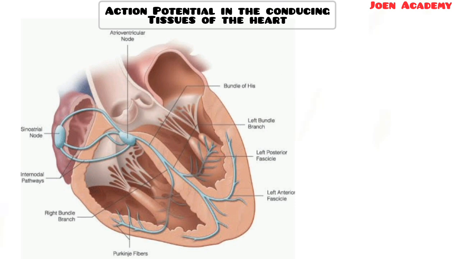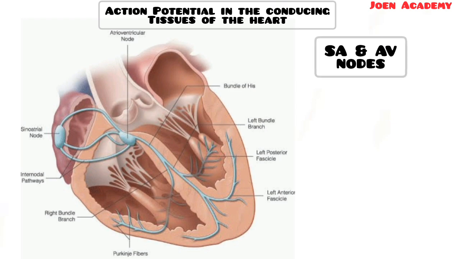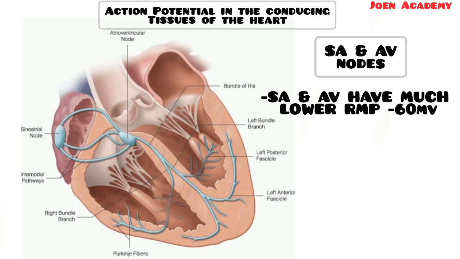Having talked about these special conducting tissues of the heart, let us have a look at the action potential in these tissues. We will start with the SA node and the AV node. The action potentials in the SA node and the AV node are very different from the ones in other parts of the heart. Let's look at some of the differences. In the SA node and the AV node, the resting membrane potential is lower, that is about minus 60 mV, instead of minus 90 mV in the atria and the ventricles.